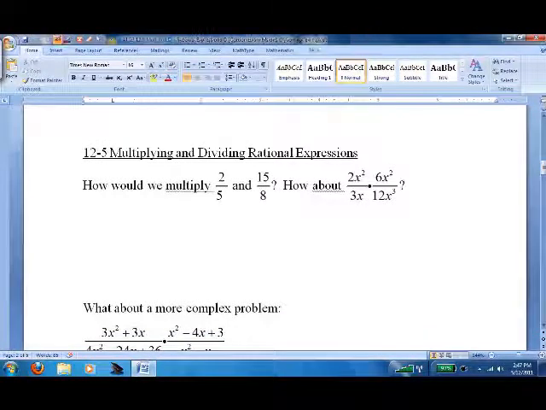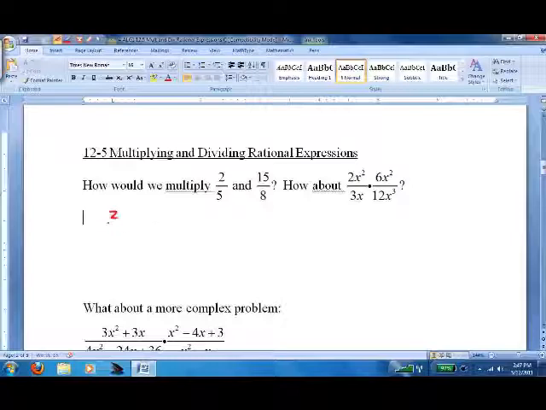Working on multiplying rational expressions. Well, let's start with regular rationals, also known as fractions. How do we multiply these two? Well, we multiply right across. So we get 30 over 40. And then if we're smart, we reduce. Could we have reduced originally? Yes, we could. You'd get 3 over 4 either way.